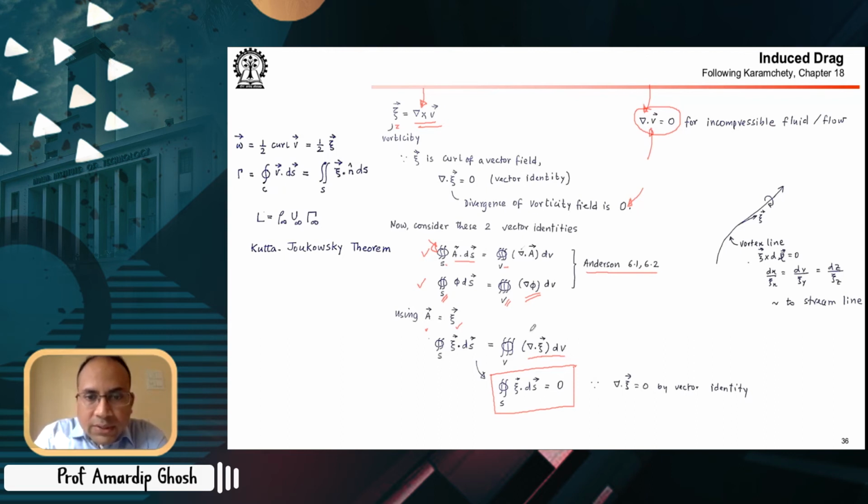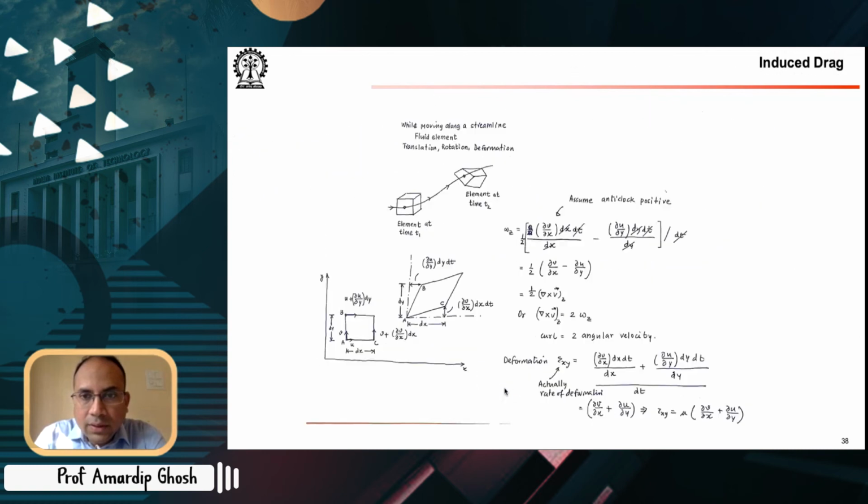But we said that the divergence of the vorticity field is 0 because vorticity is the curl of a vector field. So then what happens is this thing, the surface integral of your vorticity dot ds, becomes 0 over the entire surface. Okay, so closed surface.